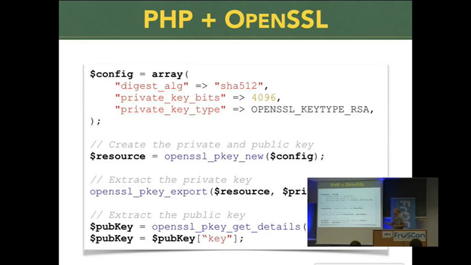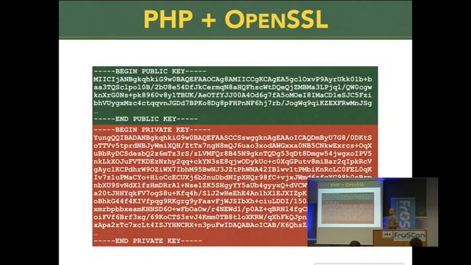It is not complex, but it requires a few steps. But if you wrap this in a function, you just use the function and get the pair. This is how they look. If you have already configured Apache, for example, with HTTPS support, we already know this kind of keys.